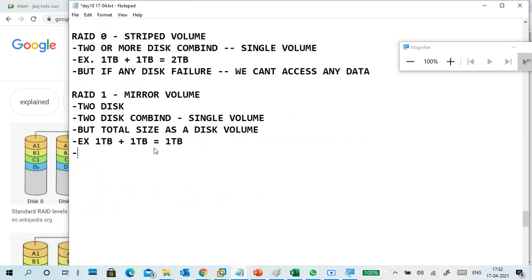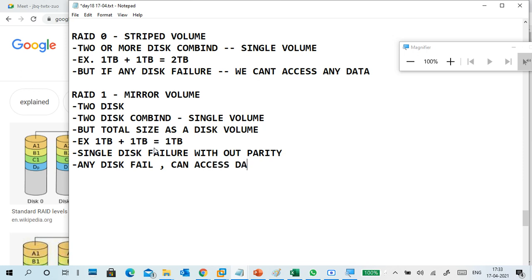If any disk fails, it is called a single disk failure without parity. There is no parity here. So if any disk fails, we can still access the data.